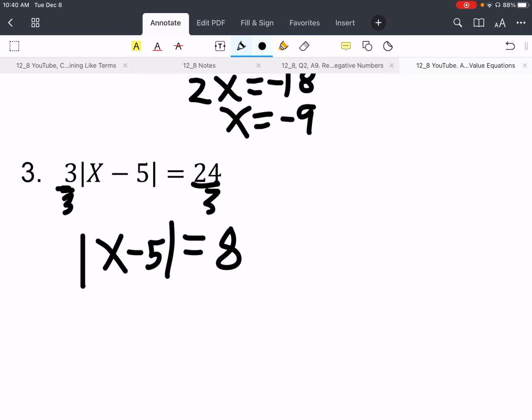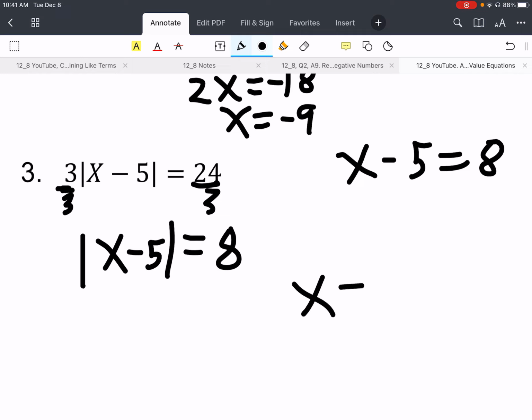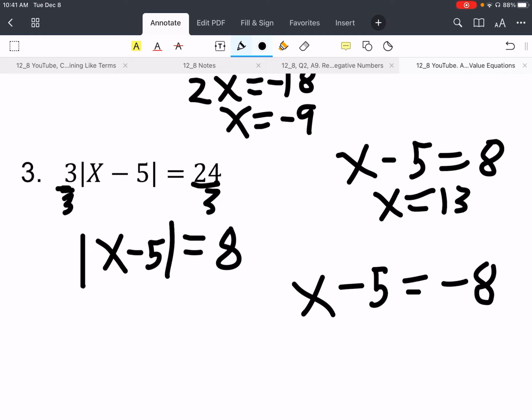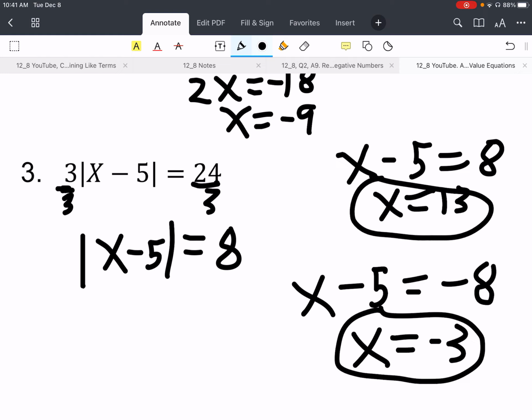And now we can work out our two equations of x minus 5 equals 8 and x minus 5 equals negative 8. So again, looking for the positive and negative version. Add 5 to both sides here, we get x equals 13. Add 5 to both sides here, we get x equals negative 3 for our two answers. And if we plug in those values to the original equation, we'll find that we get a total of positive 24 and negative 24.